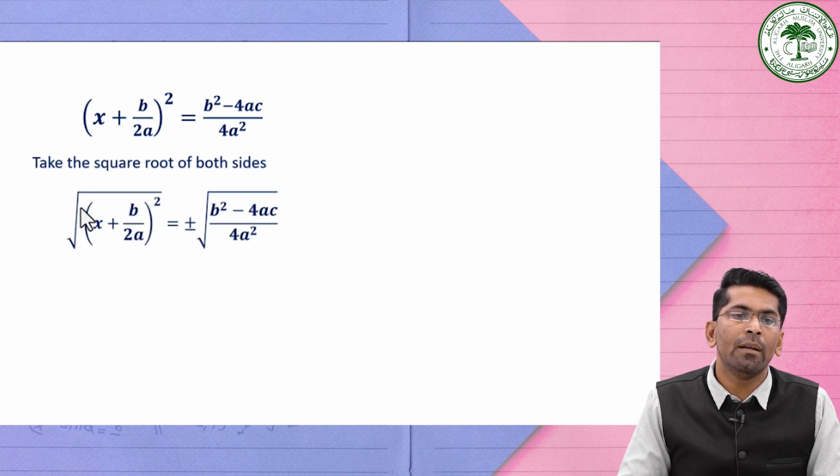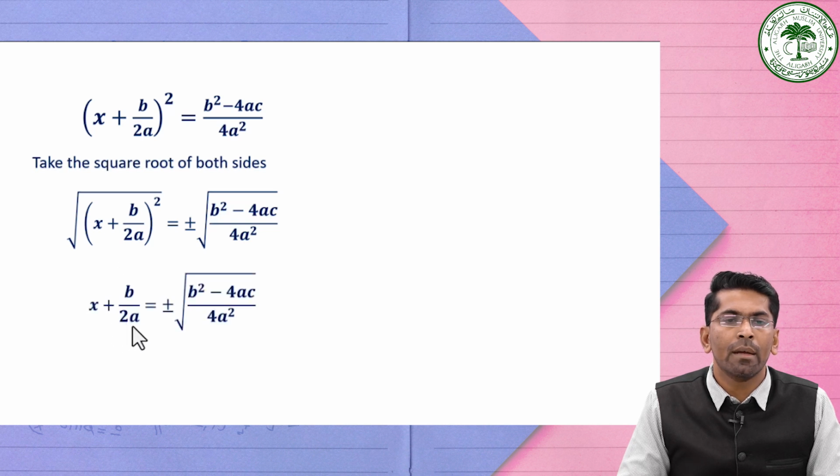So here it is: under root, (x plus b by 2a) whole square, plus or minus under root, (b square minus 4ac) divided by 4a square. Now see, we want to remove this root. If you want to remove this particular root, then what is remaining here? It will be x plus b by 2a is equal to plus or minus under root (b square minus 4ac) divided by 4a square.